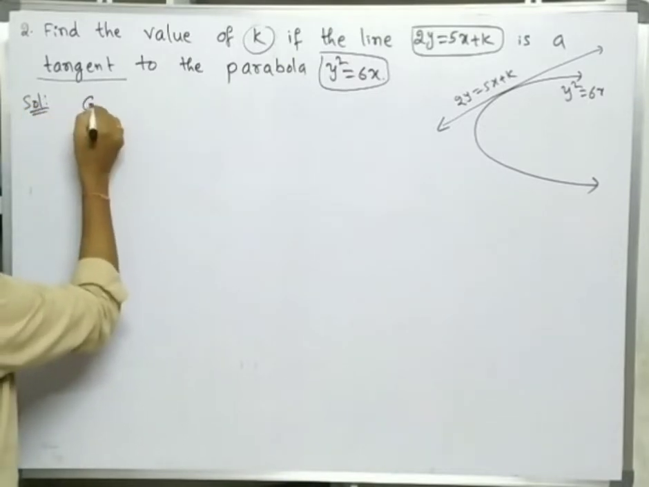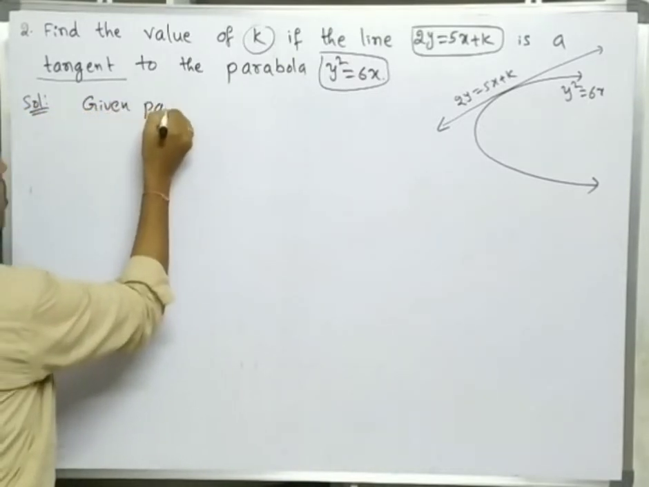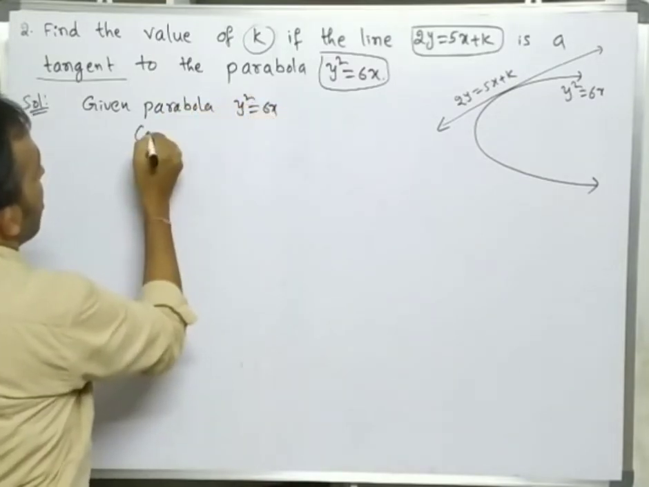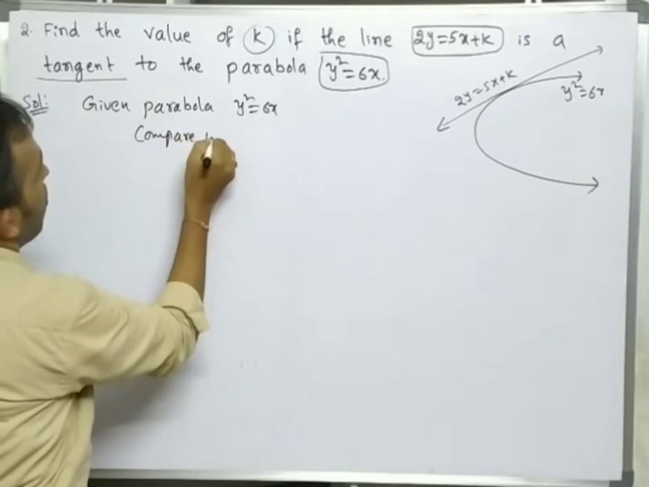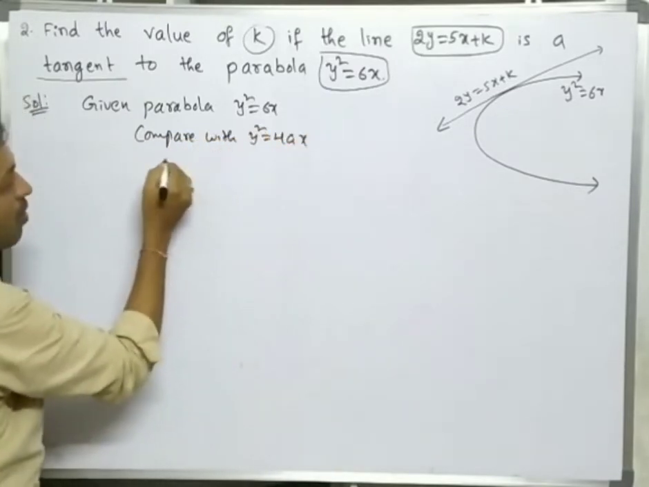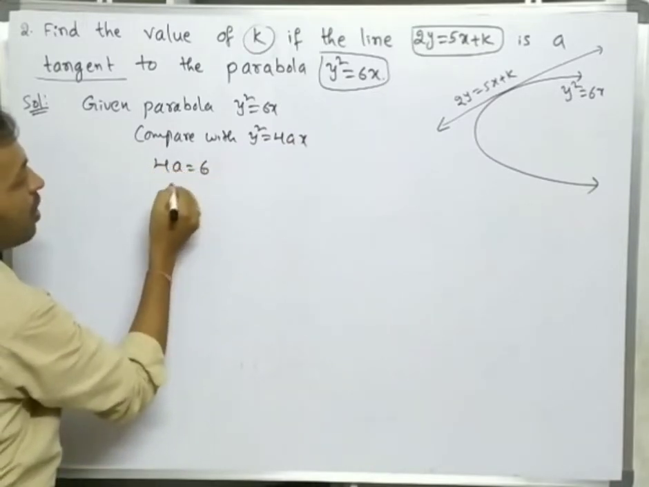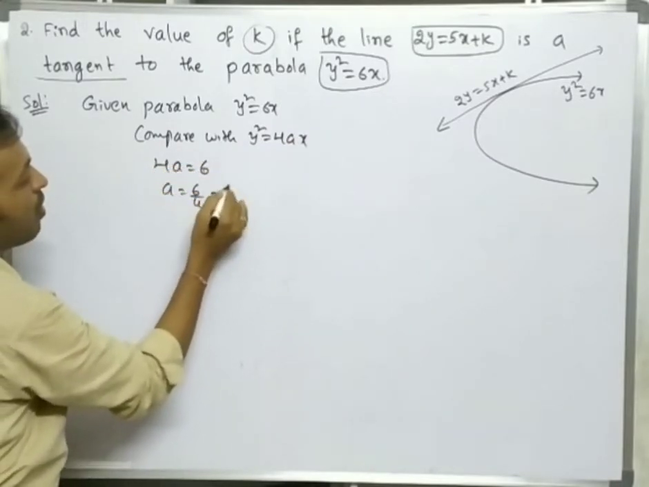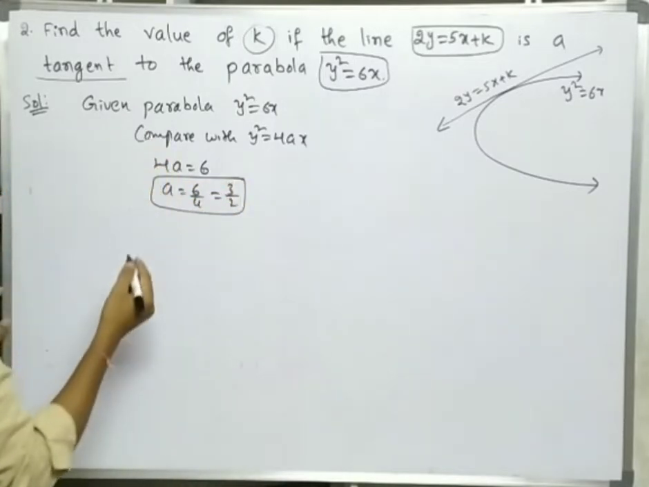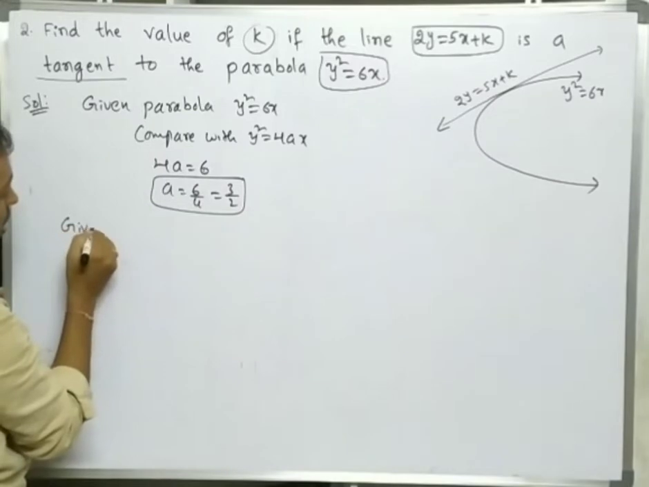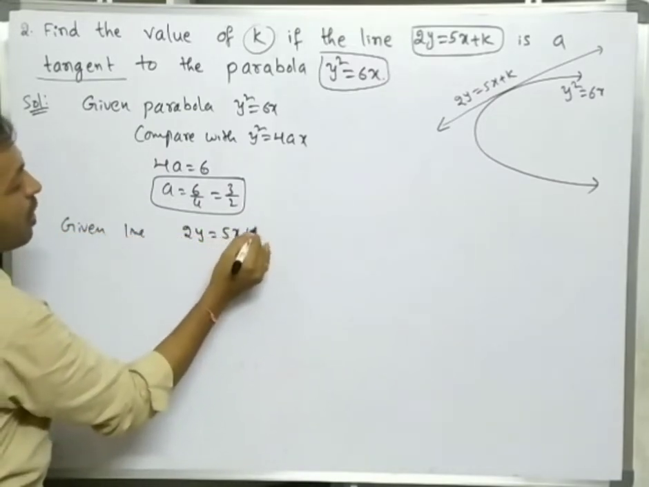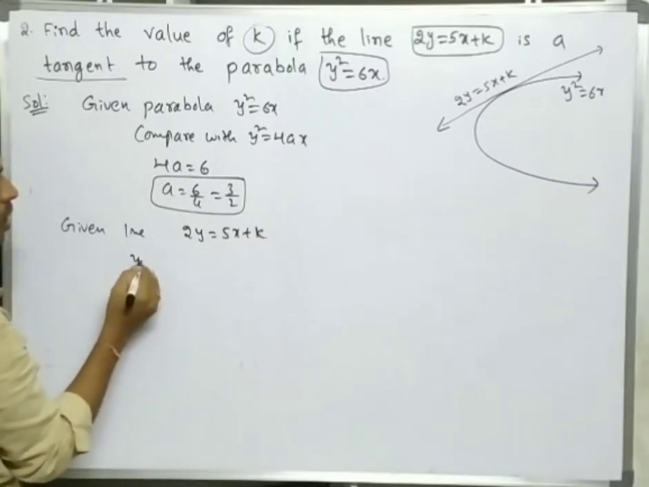So first of all, what is the given parabola? y square is equal to 6x. Now compare with y square is equal to 4ax. If we compare, we get 4a is equal to 6, a is equal to 6 by 4, that is equal to 3 by 2. We got the value of a. Next, what is the given line? 2y is equal to 5x plus k. Convert this into y is equal to mx plus c.